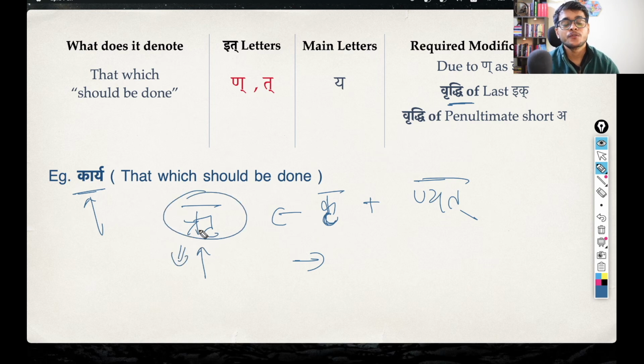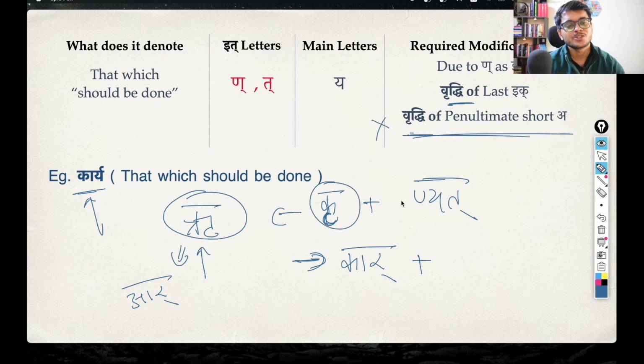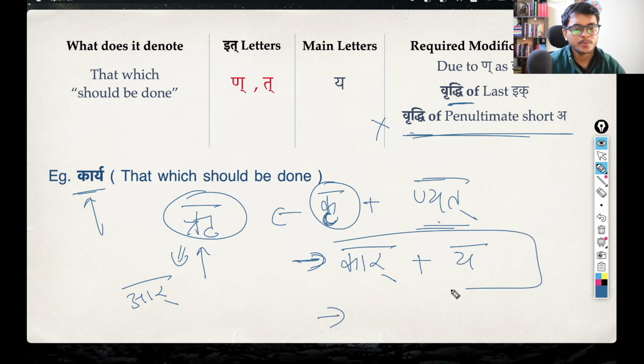And what is the vriddhi of ri swara? So it is ar. Okay, this is the vriddhi. So kri, this dhatu, will change into kar. This is the first modification. And then see, this second modification will not apply because our dhatu here does not have any penultimate short a. So this modification will not apply. So only this modification will happen. Kri changes into kar. And for nyat, we know the main content is ya. So we are just simply going to combine them together. So kar plus ya changes into karya. This pratipadika: that which should be done.